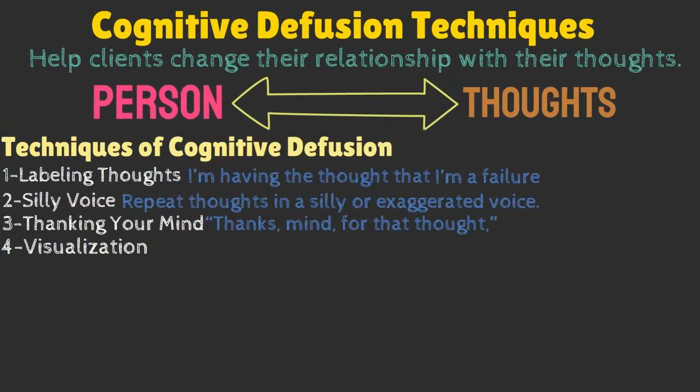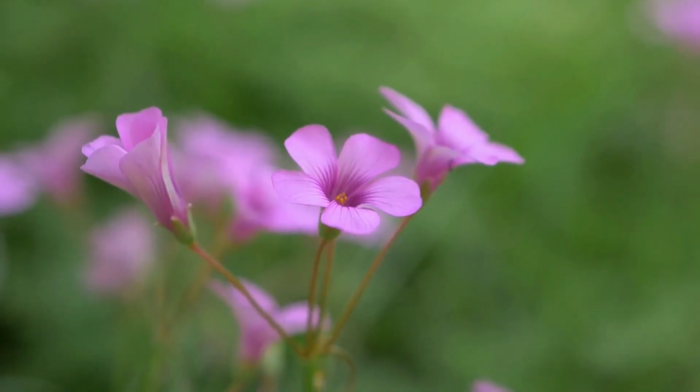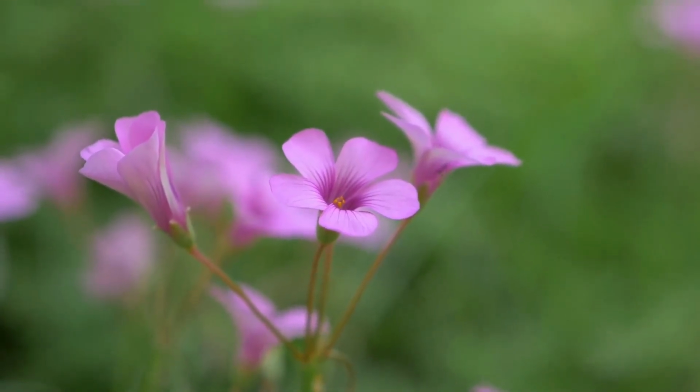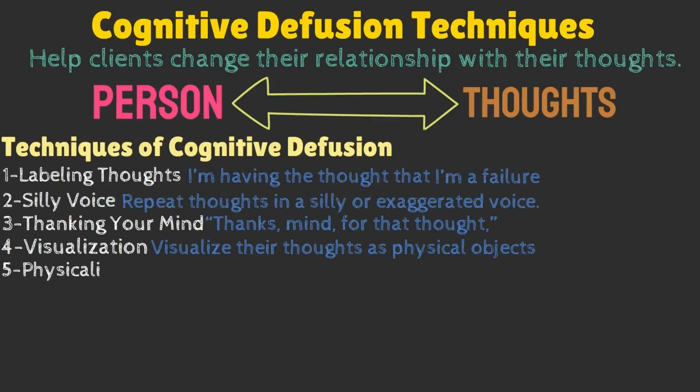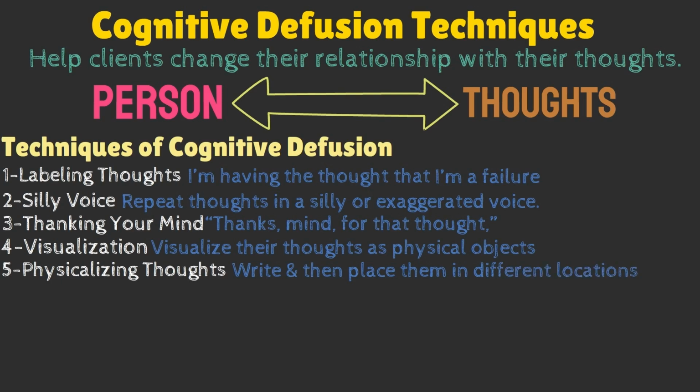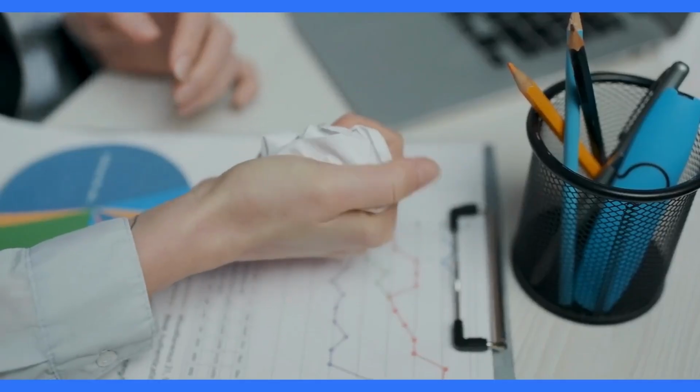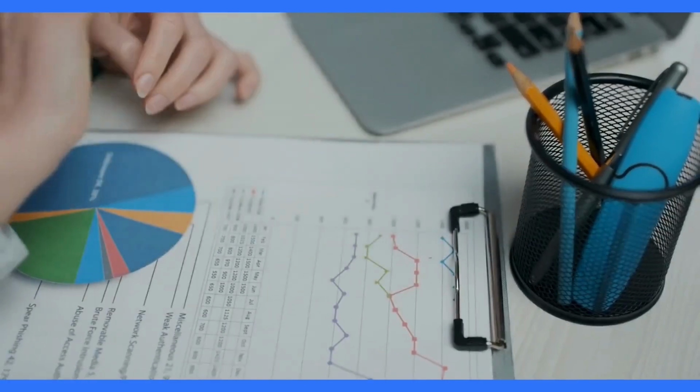Visualization. Clients might visualize their thoughts as physical objects, like leaves floating down a stream or clouds passing in the sky. This helps in seeing thoughts as separate from themselves and as temporary events that come and go. Physicalizing thoughts. Clients write down troubling thoughts on paper and then experiment with placing them in different locations, like across the room or crumpling them up. This act can demonstrate that thoughts are controllable and not an intrinsic part of oneself.